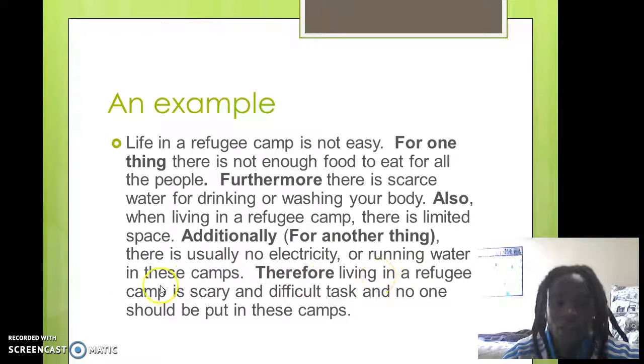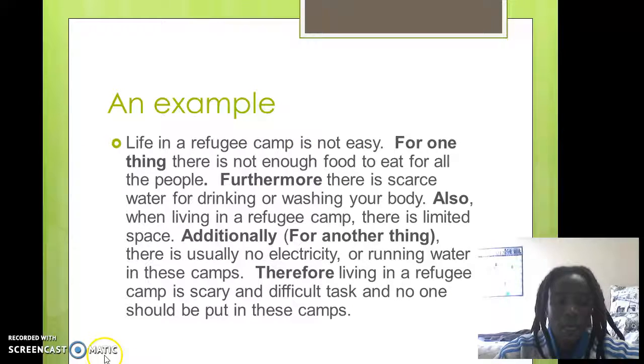Therefore, living in a refugee camp is a scary and difficult task, and no one should be put in these camps. Now, therefore, it's a concluding signal, which, in the last paragraph, is concluding what the writer feels or thinks about living in refugee camps.